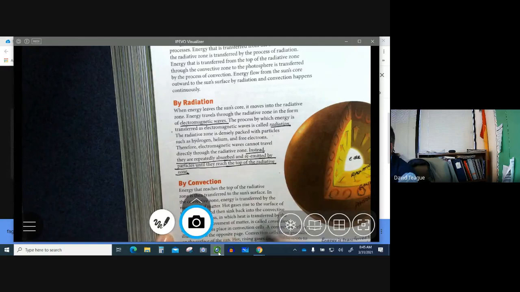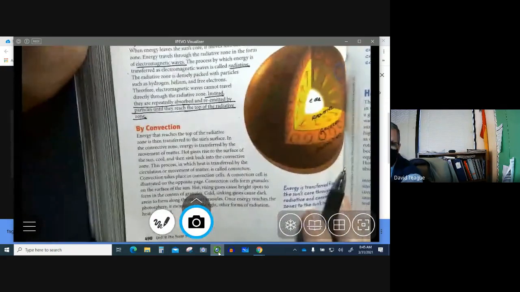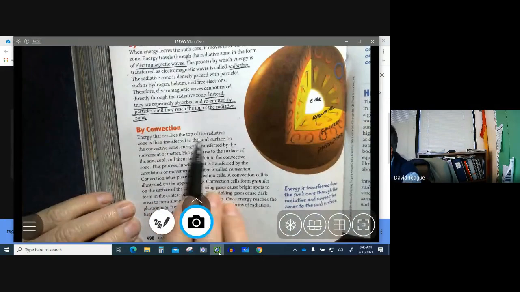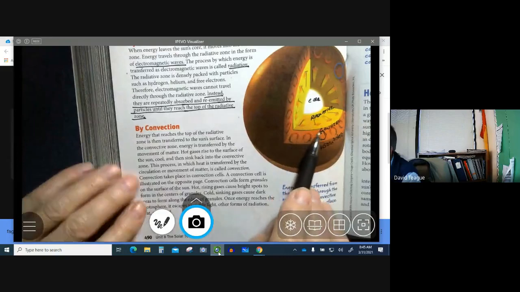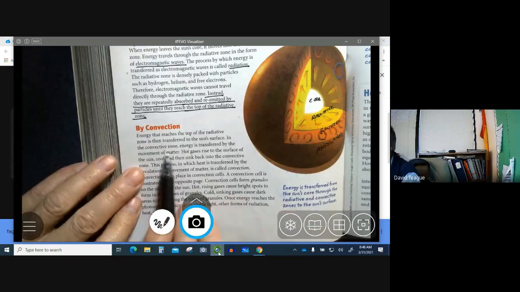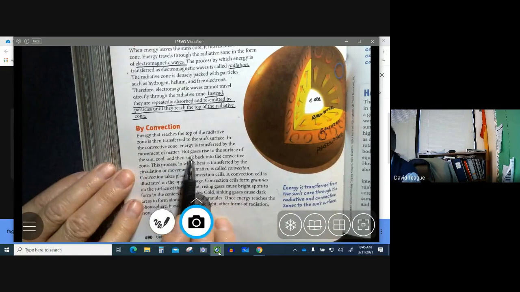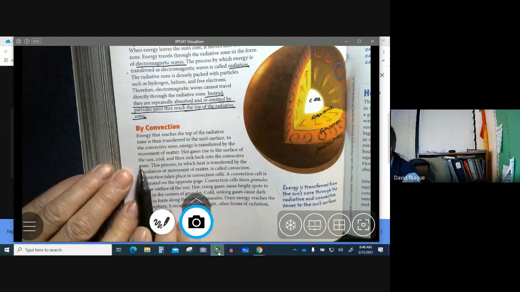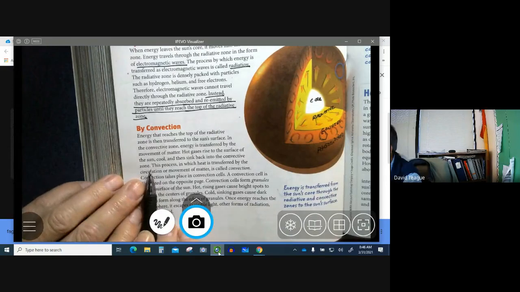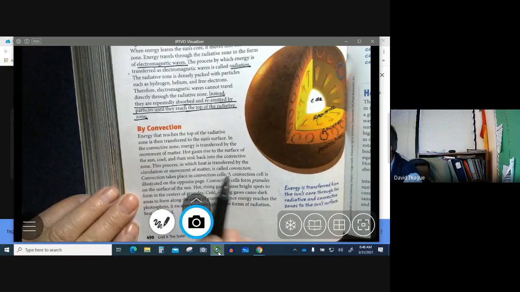Okay. By convection, let me move this over so you can look at that. By convection, energy that reaches the top of the radiative zone, which is right here, is then transferred to the sun's surface in the convection zone. Energy is transferred by the movement of matter. Hot gases rise to the surface of the sun, cool, and then sink back into the convective zone. This process in which heat is transferred by the circulation of movement of matter is called convection.